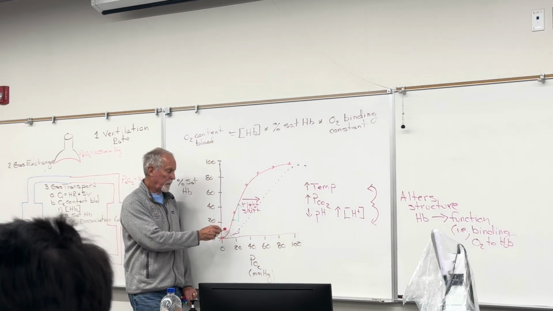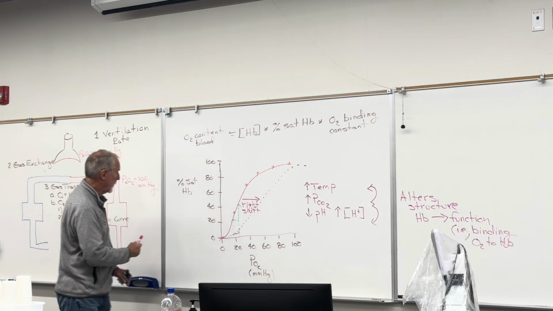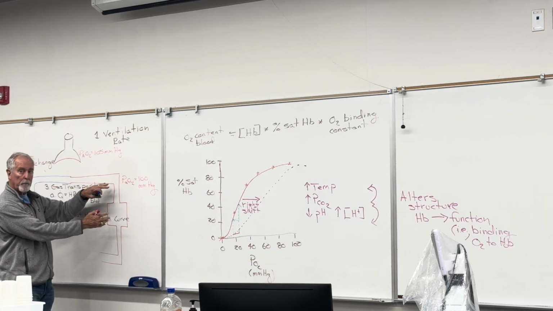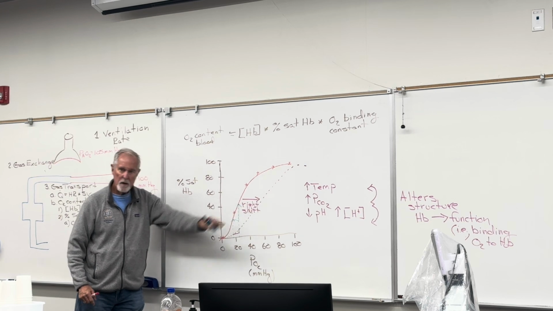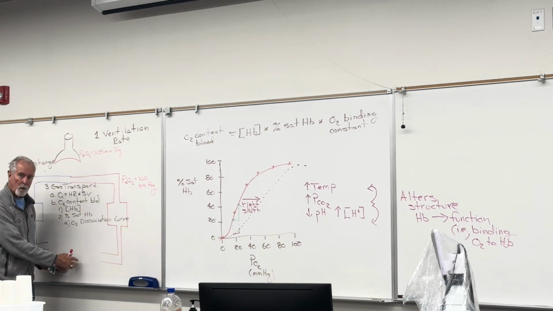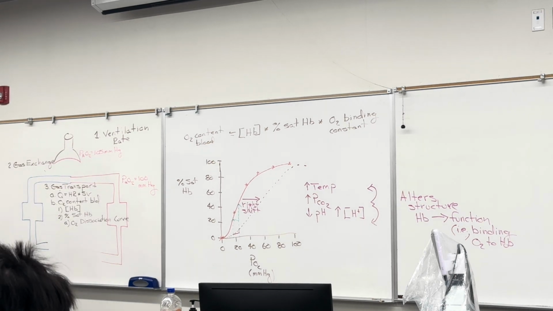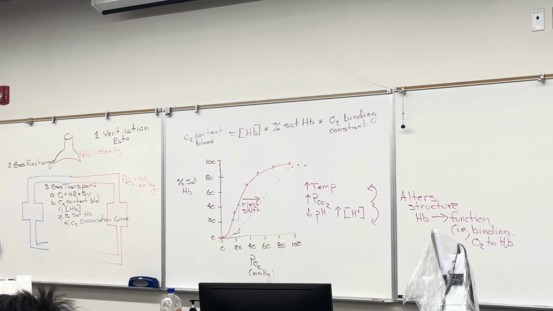So here's our blood, and we're going to say that that solid red curve represents arterial blood. This dashed purplish line reflects what's going on at the capillary level. Your muscles are active. They need more oxygen. Do you want the hemoglobin to hold on tightly to the oxygen, or do you want it to alter its structure and give up oxygen more readily? I wanted it to give up oxygen more readily.